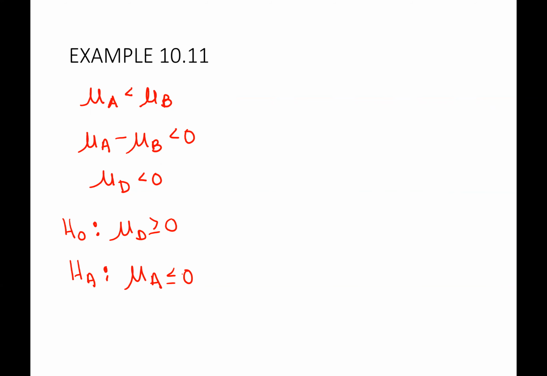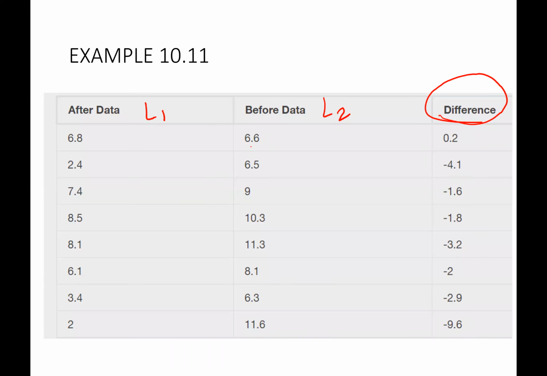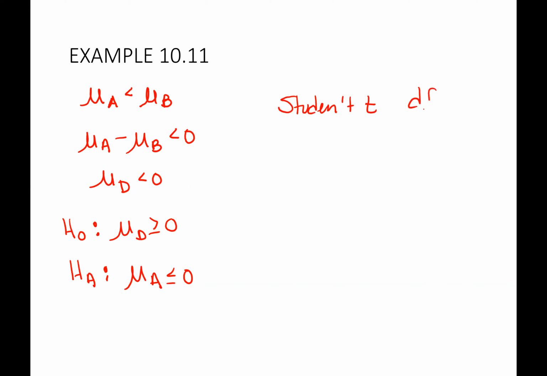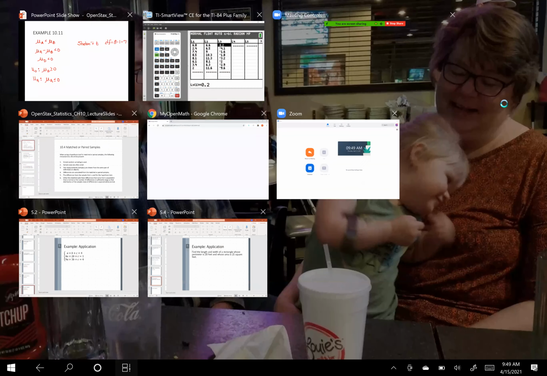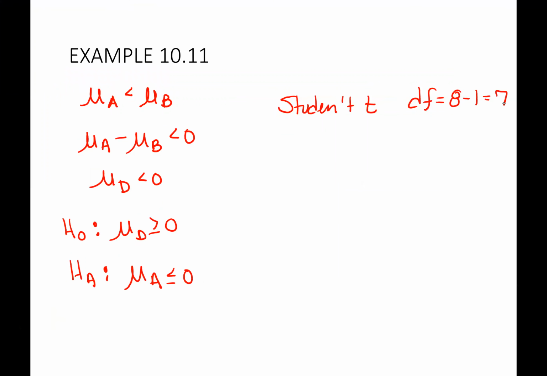Okay? So now to do this test, we are going to do a student's t on the mean differences. So we're going to do a student's t on that third column, and we had how many sample points? 1, 2, 3, 4, 5, 6, 7, 8. So the degrees of freedom is 8 minus 1, which is 7. So we're going to conduct a t-test, and my data was in L3.